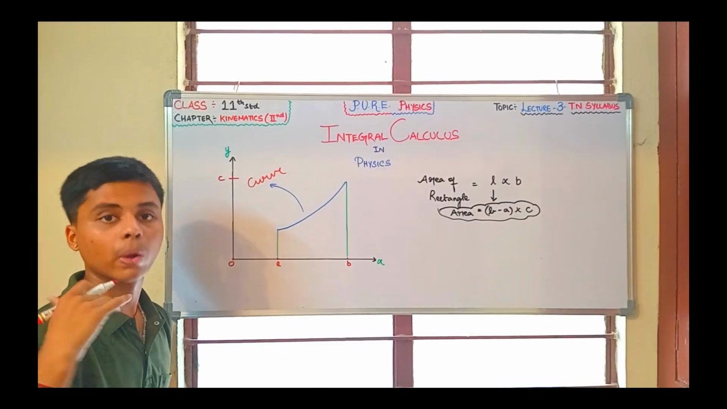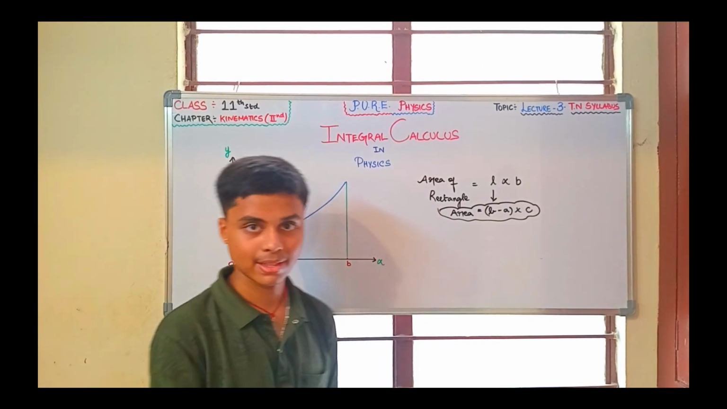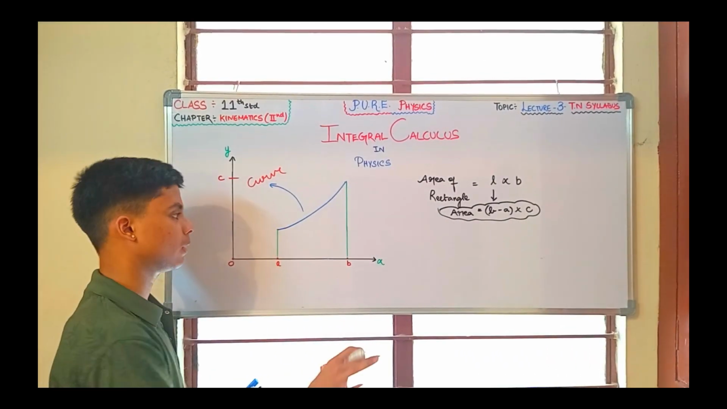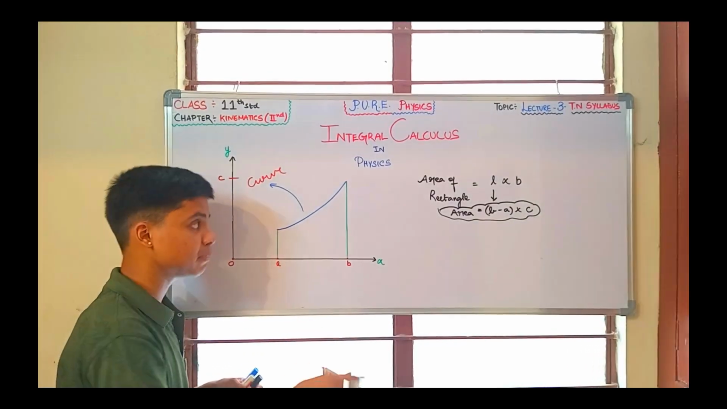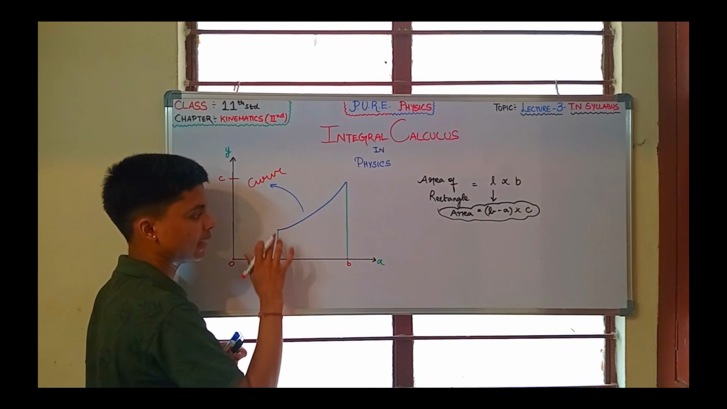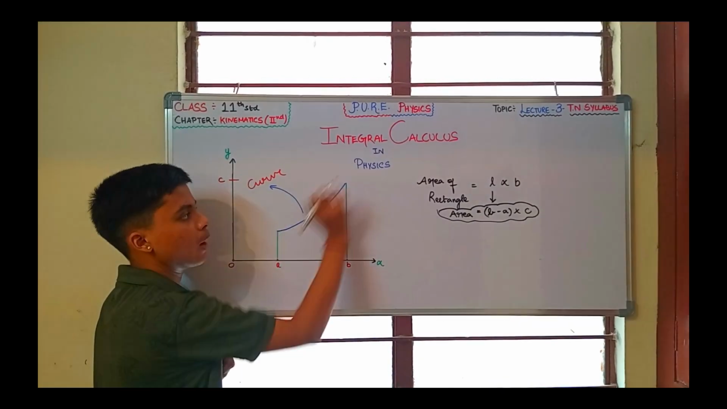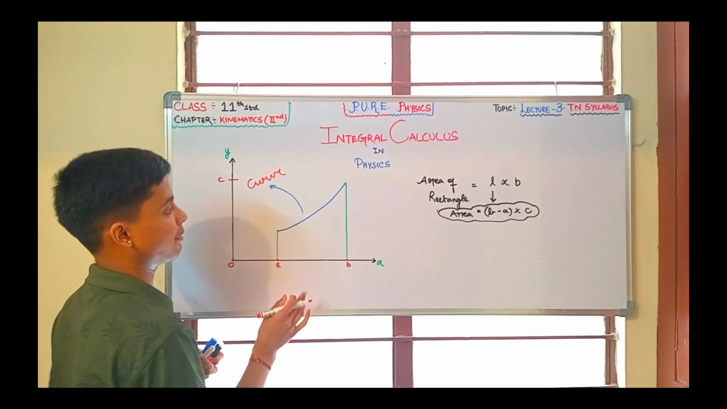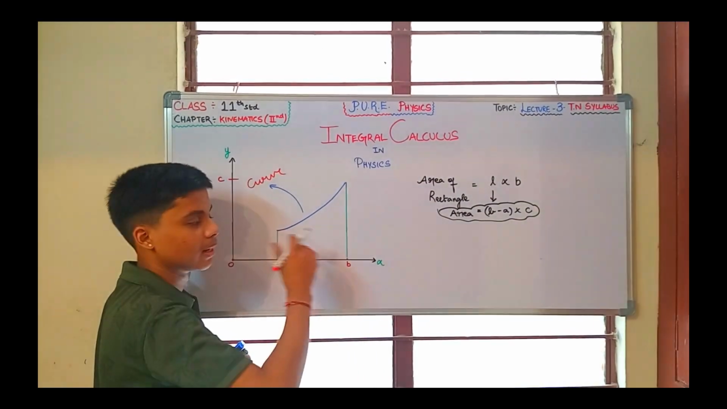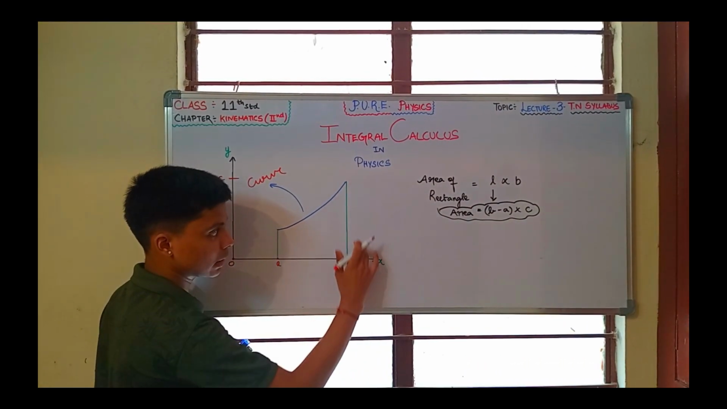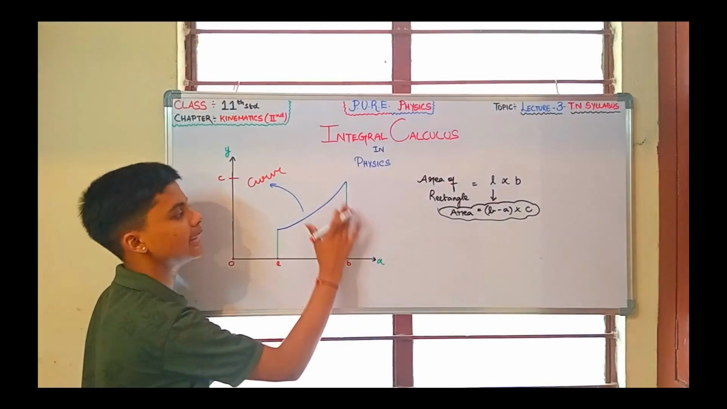In your question paper or in any examination, if they ask you to find the area under the curve, and if they give the diagram, they will not give you this perpendicular line, this green line. They will only give the graph, plot the curve, and ask you to find the area under this graph or area under this curve. Then you need to draw a perpendicular and then find the area.